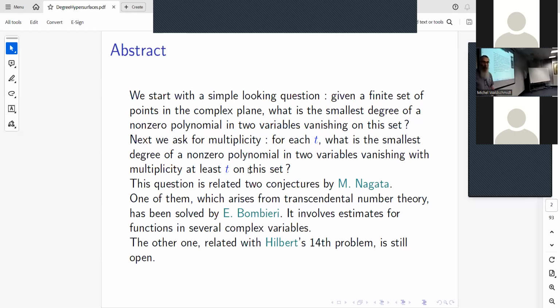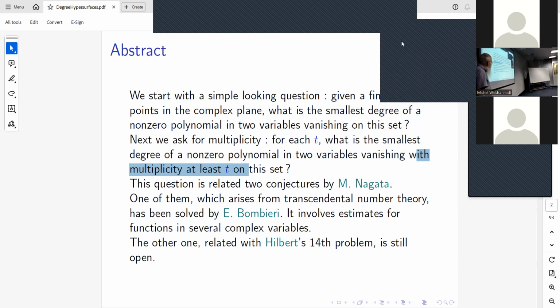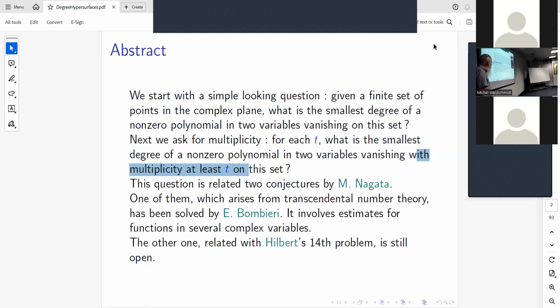Consider a finite set of points in the plane, and we ask what is the smallest degree of a polynomial which vanishes on these points. The smallest degree of the polynomial is the same as the degree of the hypersurface which contains these points. But what is important is that we have some multiplicity. So you start with this problem, and multiplicity is highlighted. I love the word, and I will explain that it's connected with the conjectures of Nagata. One of them is on transcendental theory, and the other is related with the Hilbert 14 problem. So this is the abstract of my book.